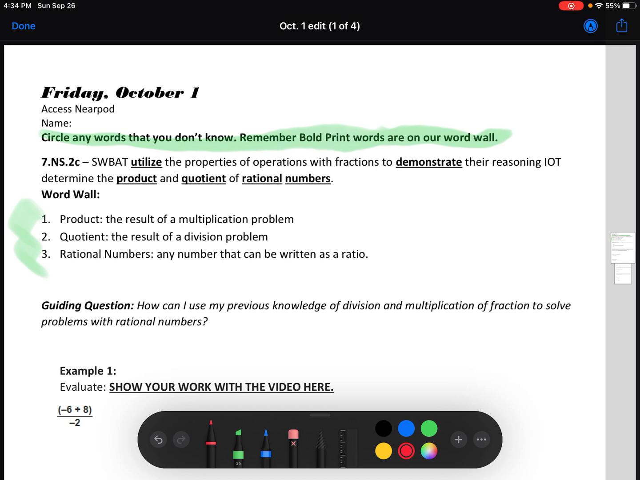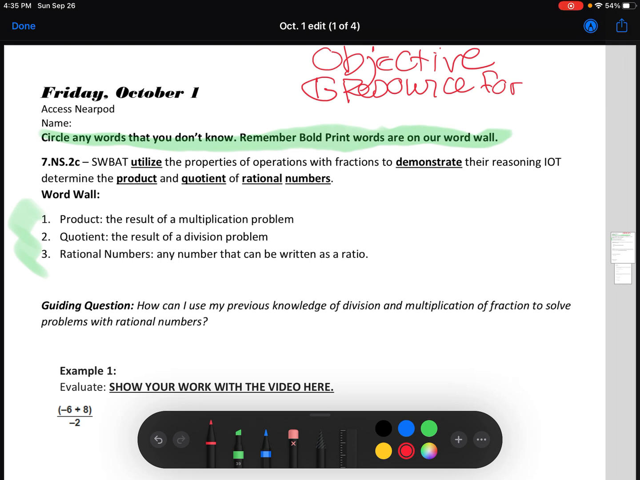Remember also that we have two reasons for an objective. What's our performance-based objective for? Well, reason number one, it is a resource for what? Vocabulary. And then reason number two, it focuses, it's our focus for the day. So those are some things to remember.